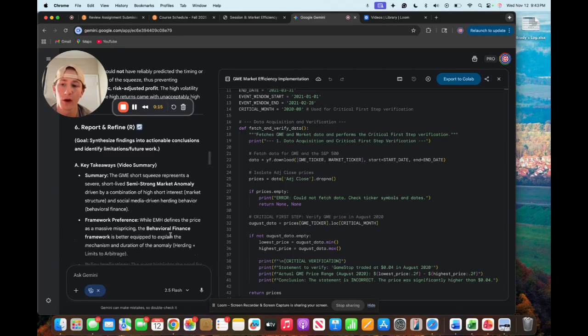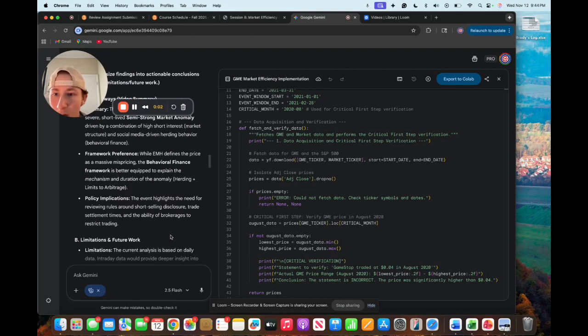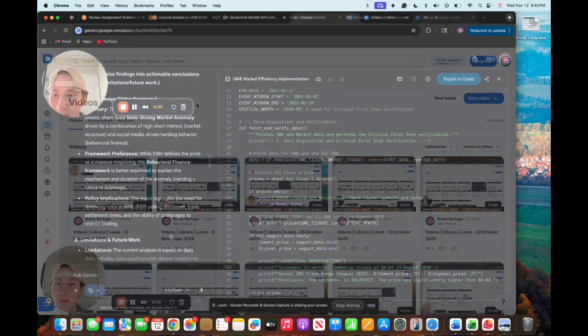Now for the R, report and refine. Key takeaways: the GME short squeeze represents a severe, short-lived, semi-strong market inefficiency driven by a combination of high short interest and social media-driven herding behaviors.